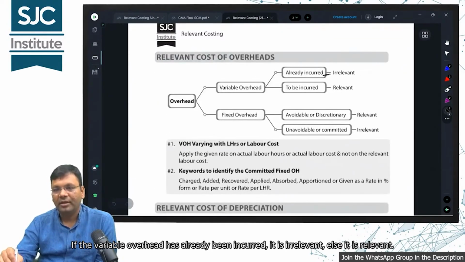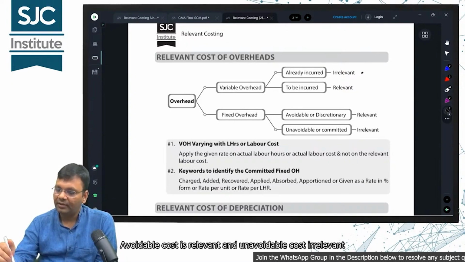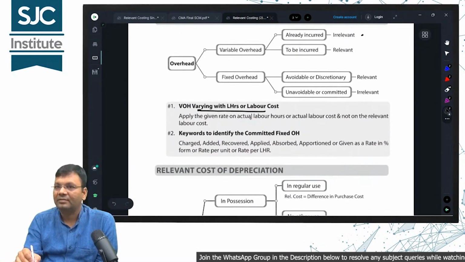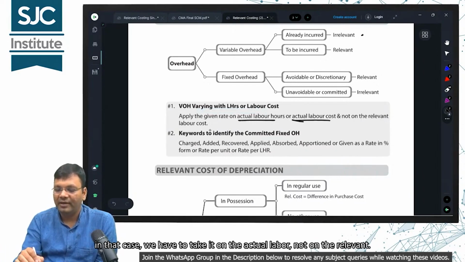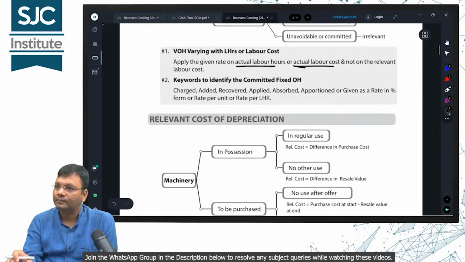If the variable overhead has already been incurred, it is irrelevant, else it is relevant. Fixed overhead: avoidable cost is relevant and unavoidable cost is irrelevant. And if it is varying with hours, in that case, we have to take it on the actual labor, not on the relevant. We discussed the keywords to identify committed fixed costs.